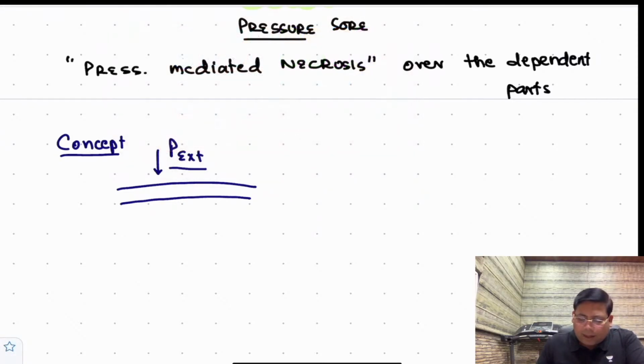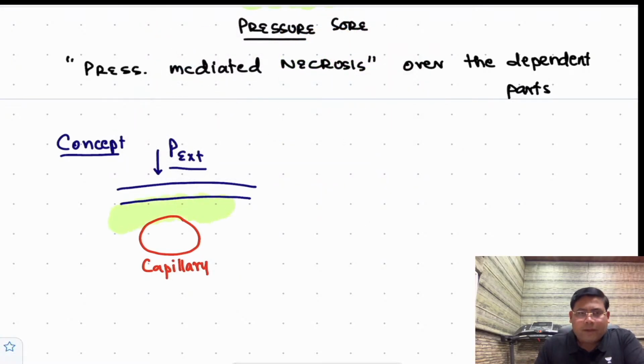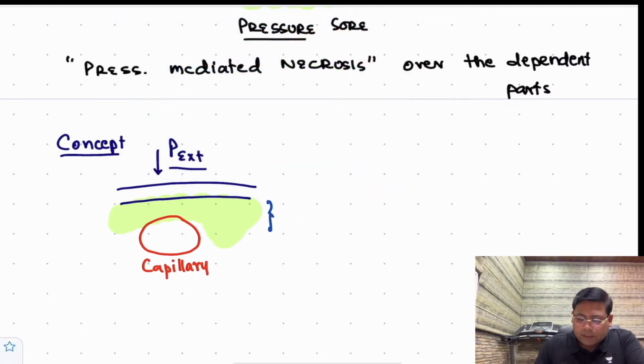Do you know this is the capillary that you have? So this is the capillary in front of you, and there is an outside pressure which is known as P external. This P external could have collapsed this capillary, but in a normal patient it doesn't happen. Why? Because there is subcutaneous fat. There is subcutaneous fat which acts like a shock absorber.